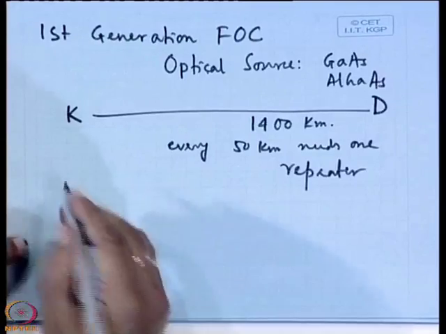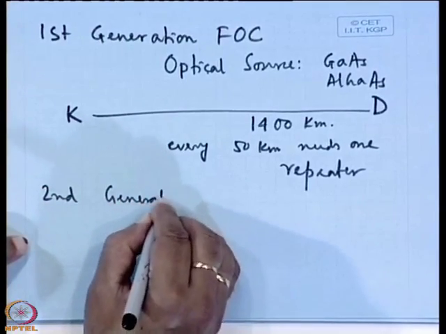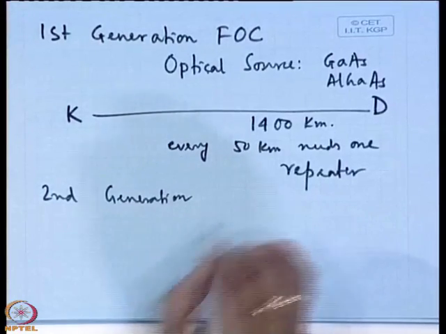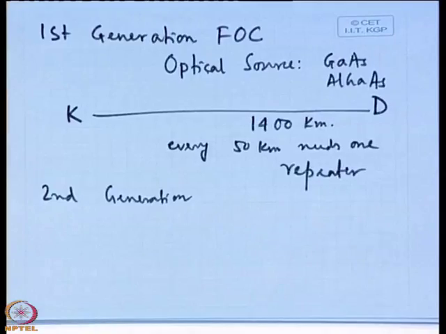28, almost. Now, for second generation, it is 4 times. So, every 200 kilometer needs one repeater. How many repeaters were required? 7. So, drastically improvement of the signal, right. So, only 7 repeaters are required.